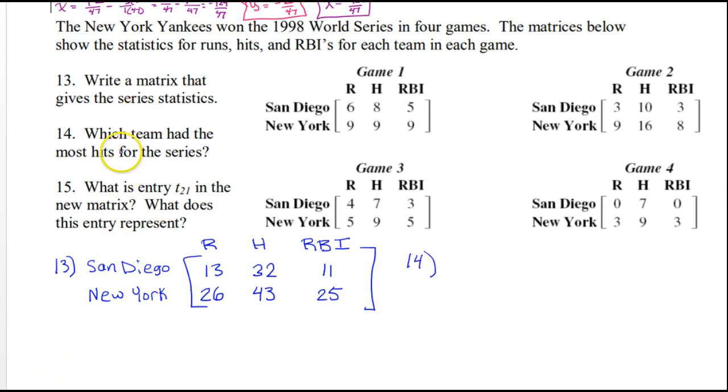Well, this will enable us to answer number 14. Which team had the most hits for the series? Well, this is the column that has the hits, and as you can see, San Diego had 32 hits, and New York had 43 hits. So New York had the most hits for the series.